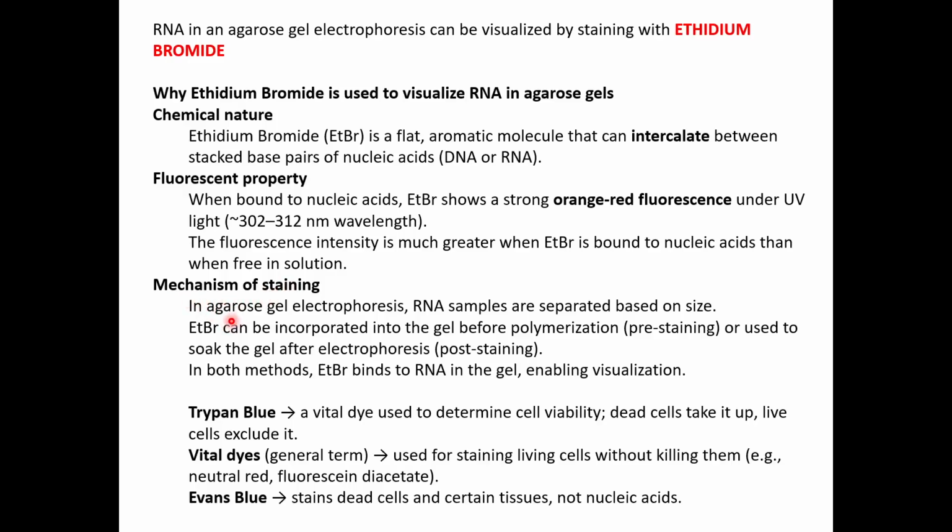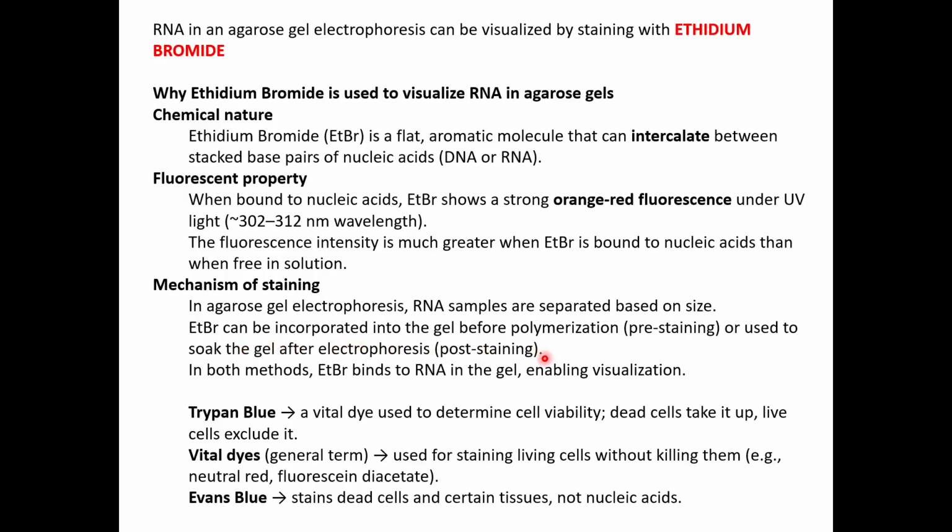So the mechanism of staining is, in agarose gel electrophoresis, RNA samples are separated based on the band size. ETBR can be incorporated into the gel before polymerization. So when you make your agarose gel, before it cools down, before it solidifies, you add ETBR in it so that it is evenly mixed in the gel. And when you load your sample, your DNA is running, it will collect your ETBR on the way. Or it can be used to soak the gel.